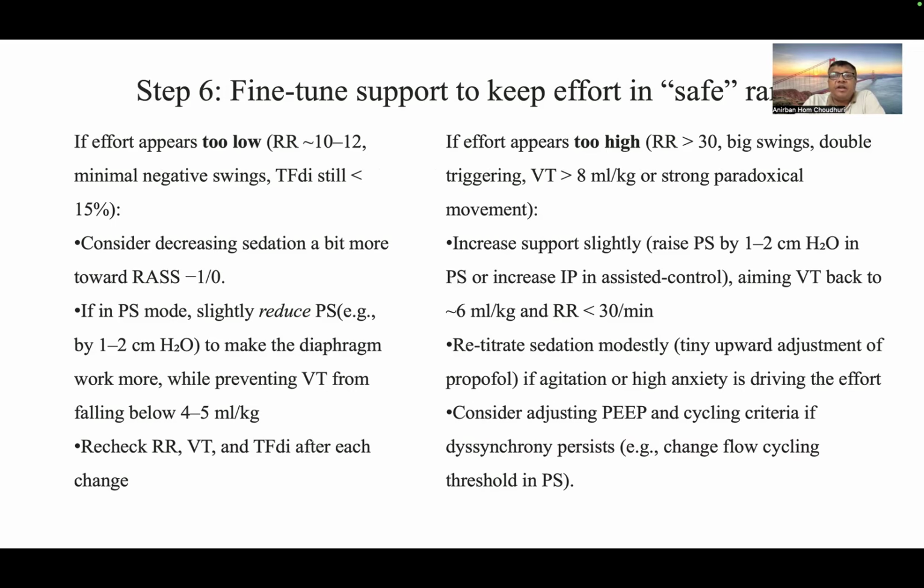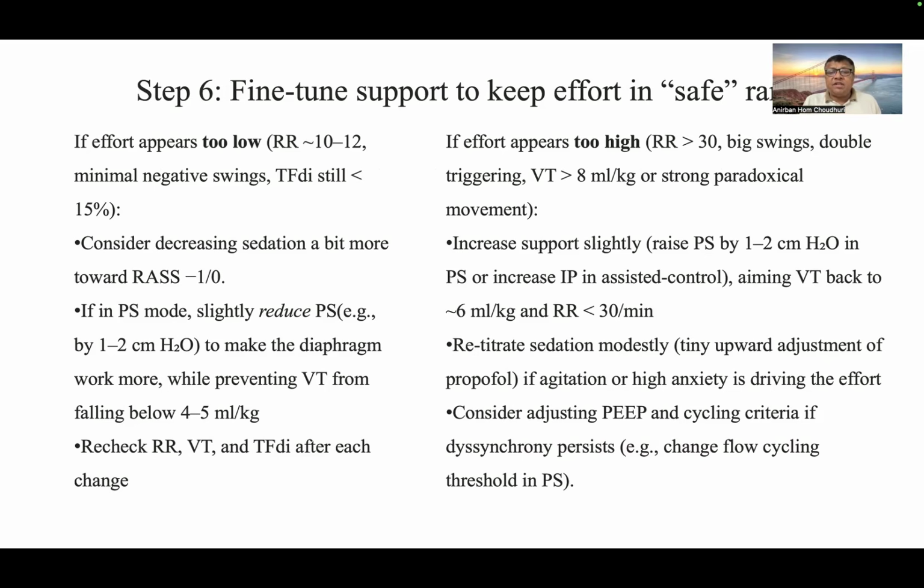Sometimes the effort appears too high. That is, the respiratory rate is more than 30 with big swings, double triggering, tidal volume exceeding 8 mL per kg, or strong paradoxical movement. In those patients, increase support slightly by raising the pressure support by 1 to 2 centimeters, or increasing inspiratory pressure with assist control, aiming for the tidal volume back to 6 mL per kg and the respiratory rate of less than 30 per minute.